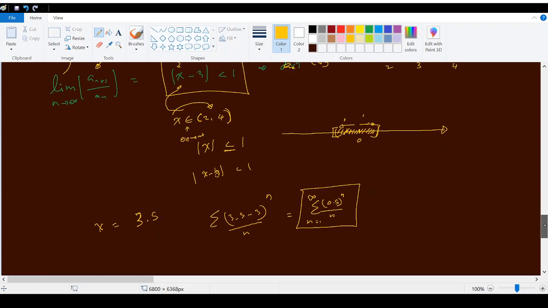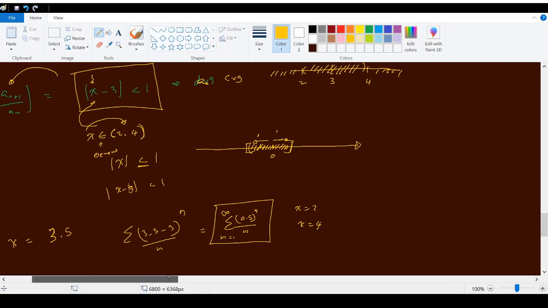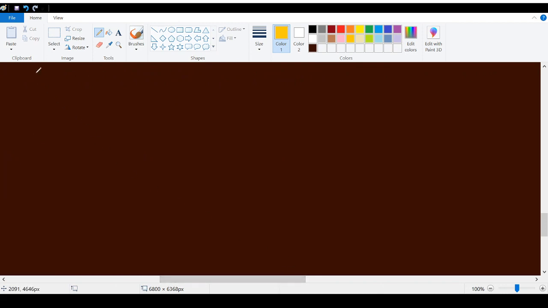And how about the points outside this region? When you say outside, that means all the x values that do not belong to this region. So it includes x equals 2 as well as x equals 4 and all the other x values in this region as well as in this region, right? So let's see what will happen to our series when x is on those outside regions.